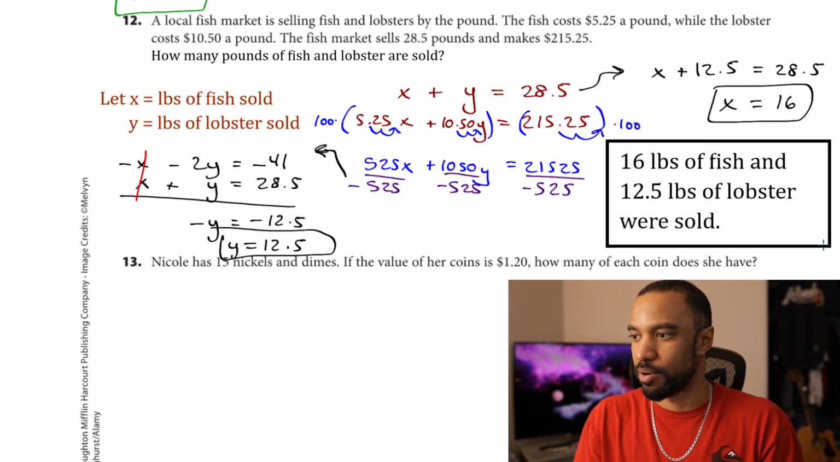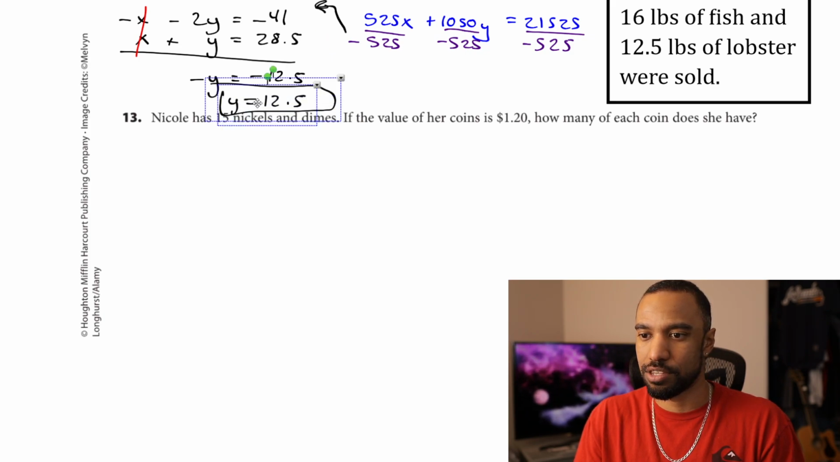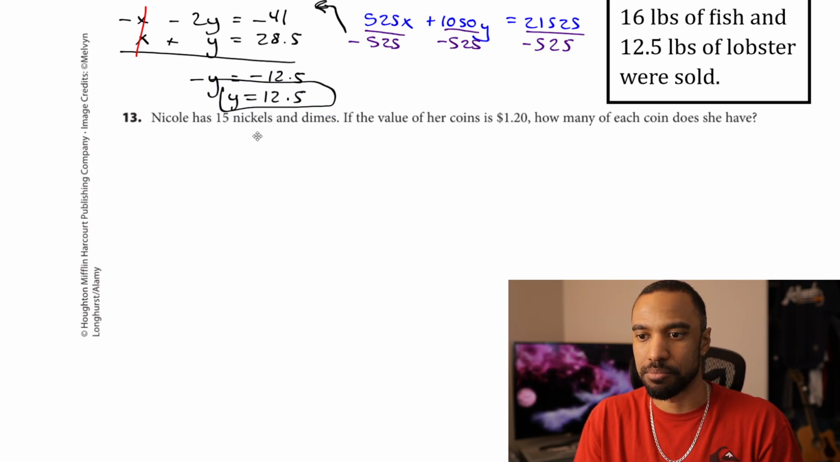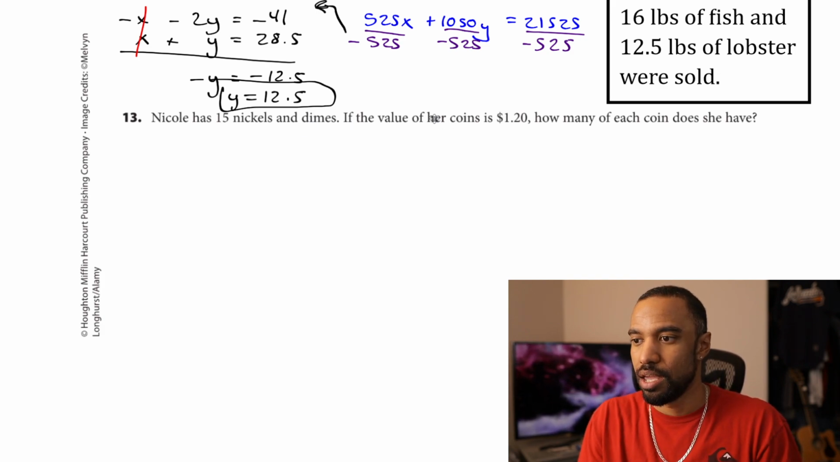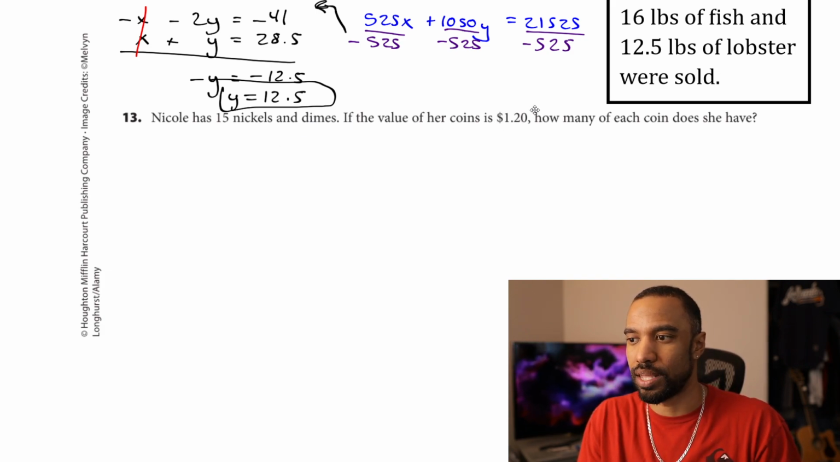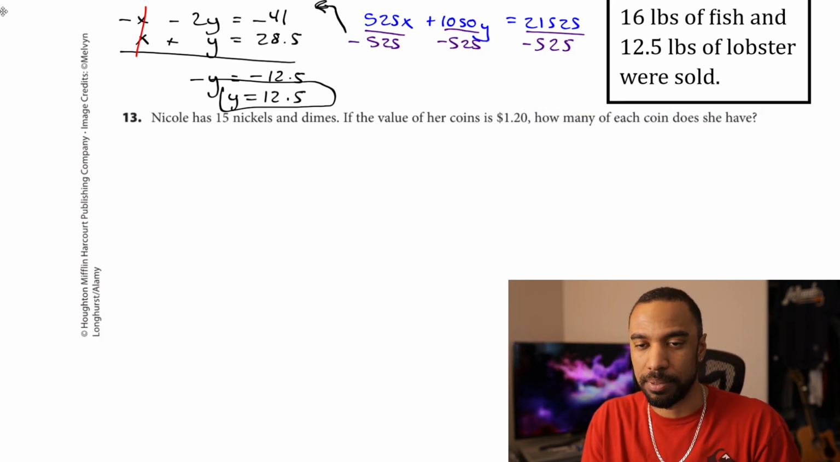All right, 4 more problems here. Number 13. Nicole has 15 nickels and dimes. So collectively, all 15 coins are nickels and dimes. If the value of her coins is $1.20, how many of each coin does she have? So how many nickels does she have? How many dimes does she have?